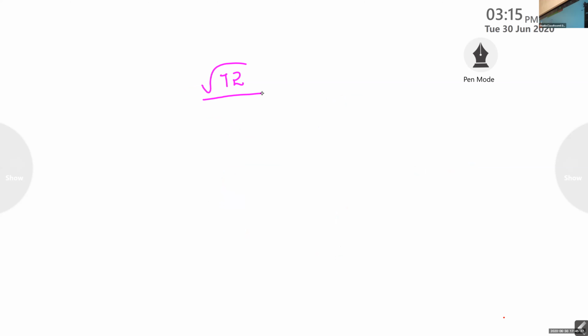What is the answer? John Samuel, root 72 by root 2. Ma'am, if it is root 81 by root 9. No, John. Both should be irrational numbers. Like this, root 72 by root 2. Even though both numbers are irrational, when you divide, what answer will you get? You will get root 36.